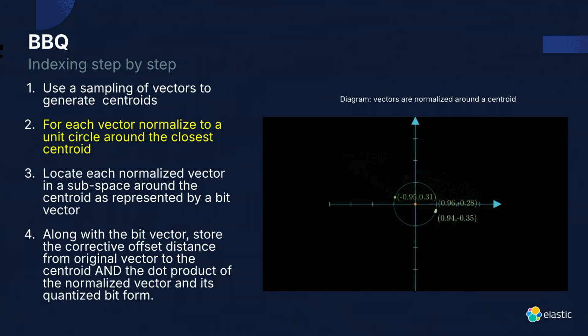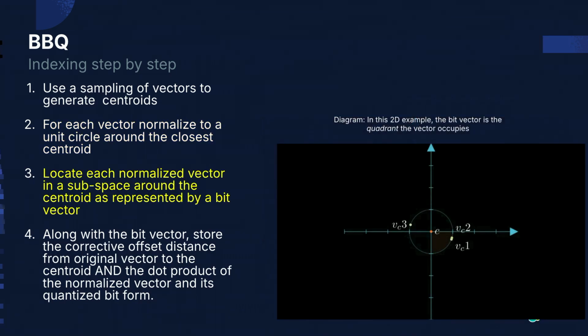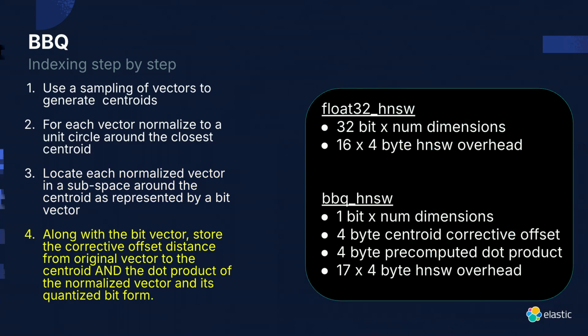Once we get there, we locate each normalized vector in a subspace around that centroid as it's represented by a bit vector. And then, along with the bit vector, we store a whole bunch of other data. We store the corrective offset distance from the original vector to the centroid. We store the dot product of the normalized vector and its quantized bit form.